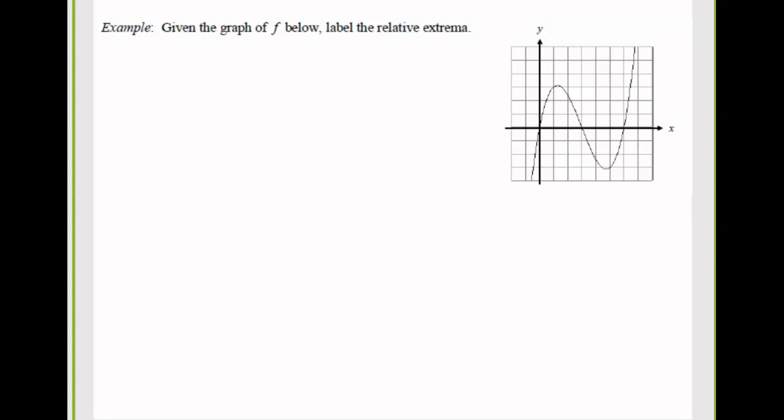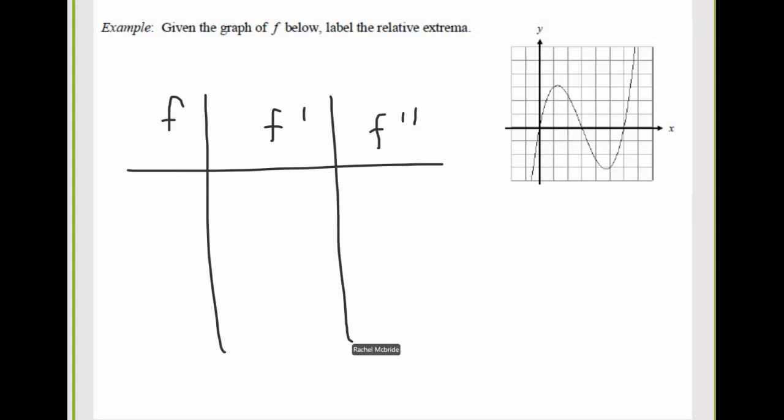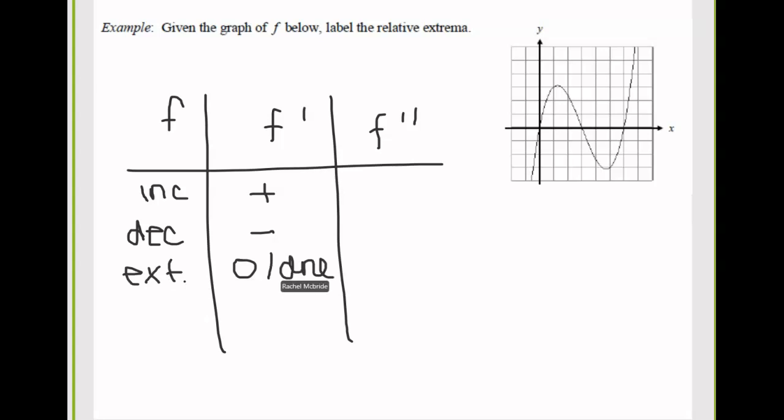So if you recall, we had the chart that was f, f prime, f double prime. And what that chart said was that if the original function is increasing, the derivative is positive. If the original function is decreasing, the derivative is negative. And if the original function has an extrema, the derivative is 0 or DNE, aka what we are calling critical points. And then we had concave up, concave down, and points of inflection.